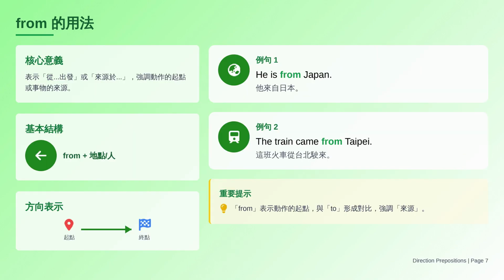Usage of from. Core meaning: it indicates starting from or originating from, emphasizing the starting point of an action or the origin of an object. Basic structure: from plus place or person. Direction: from a starting point to a destination, indicating the source or place of departure. Example 1: He is from Japan. Example 2: The train came from Taipei. Important notes: from indicates the starting point of an action, contrasting with to, emphasizing the origin.